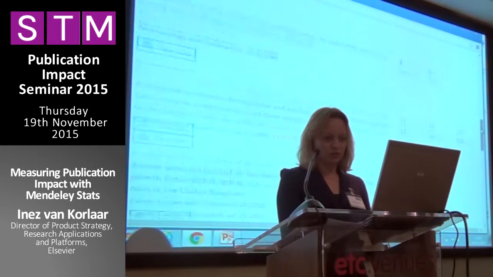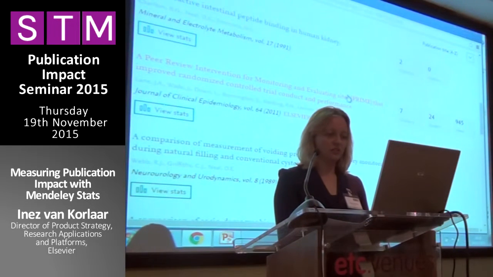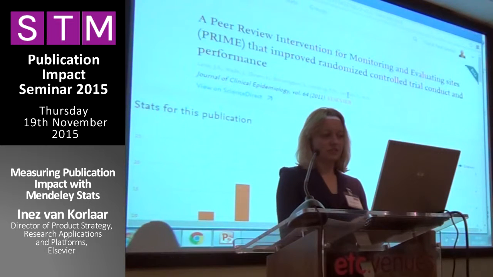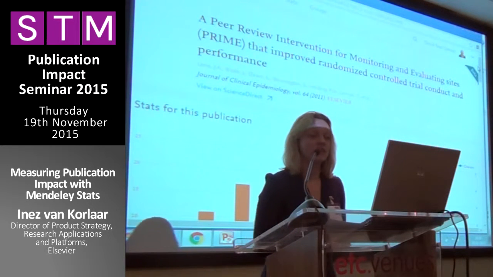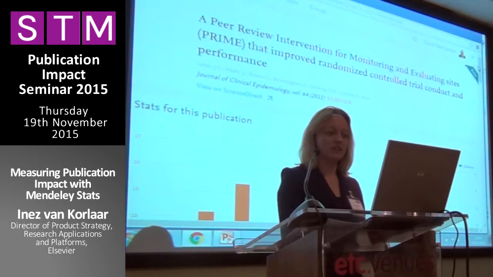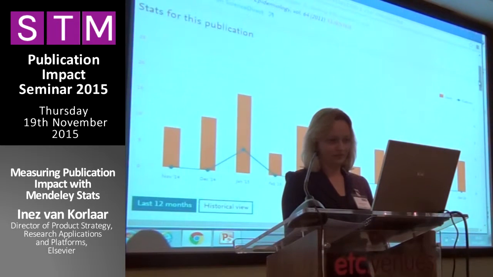I'm now going to show you one specific paper to show you what an article page looks like. So here we go, stats for a specific publication. This one was published by Elsevier, so obviously we have a lot of information that we don't necessarily have yet for other publications. But this gives you the best view of what this could look like.